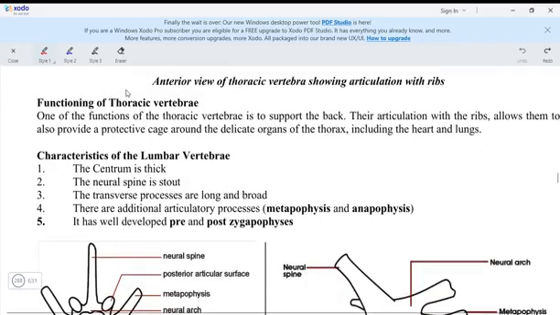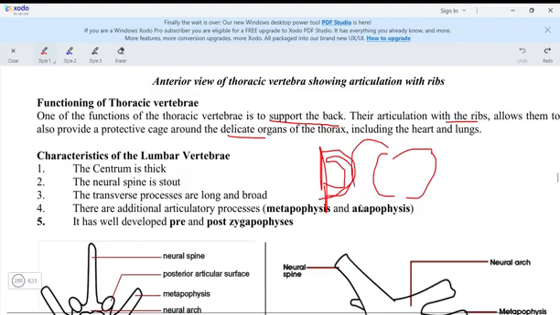Now, functions of the thoracic vertebra. One of the functions is to support the back. It supports the back because, although it's in the chest region, it is at the same time supporting the back through its articulation with the ribs. Because the ribs are attached to them, it can affect the back. It also provides a protective cage around the delicate organs. As the ribs protect delicate organs such as the heart and the lungs, the thoracic vertebra acts as a pillar, also protecting the delicate organs.